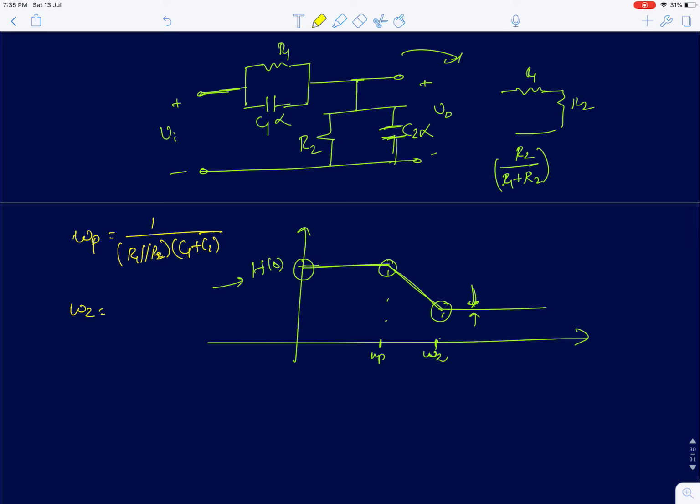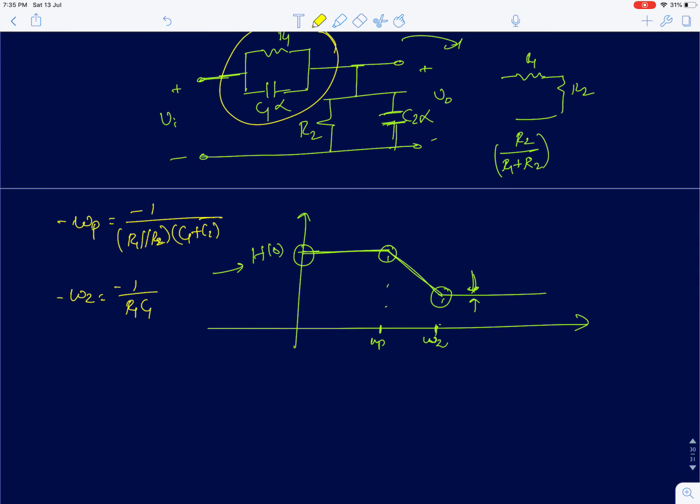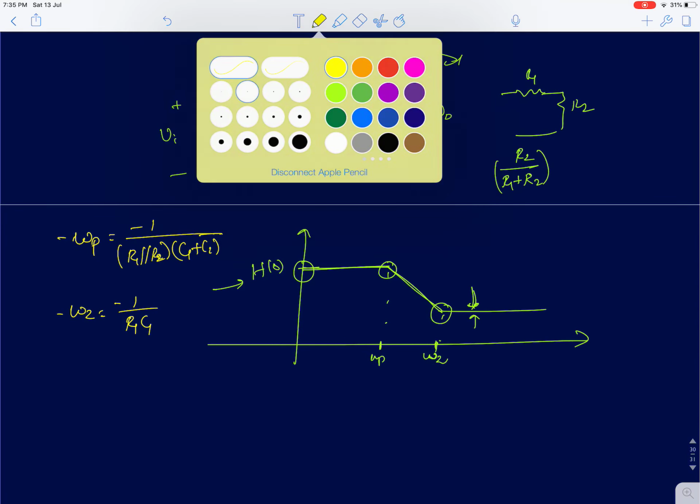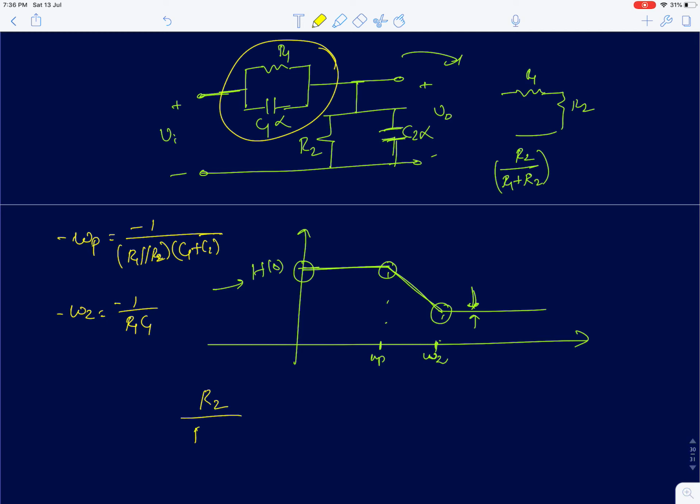And the 0 for this circuit happens when this impedance blows up, and that will happen at minus 1 by R1 C1. Of course these are all left half plane poles. So if I write minus omega p, I will get minus 1 by RC. So then the transfer function is pretty simple. The transfer function in this case is just R2 by R1 plus R2, into 1 plus S R1 C1, that is S by omega Z, which I have written here, divided by 1 plus S R1 parallel R2 into C1 plus C2.